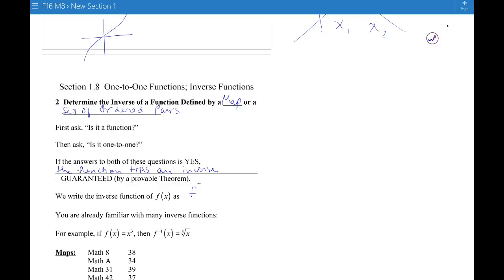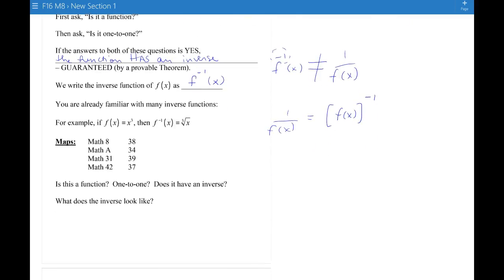So we write the inverse function, recall, as f inverse of x. This is not equal to 1 over f of x, if that's what you mean. So f inverse of x does not mean this. If you want to write 1 over f of x, you would have to put grouping symbols or brackets around the f of x with an exponent of -1. So this isn't really acting like an exponent of -1, it's just a symbol saying the inverse function. And you're already familiar with a lot of inverse functions. So if your function is x cubed, then your inverse function is the cube root of x.